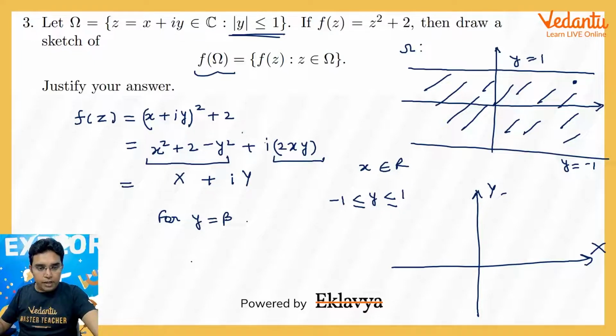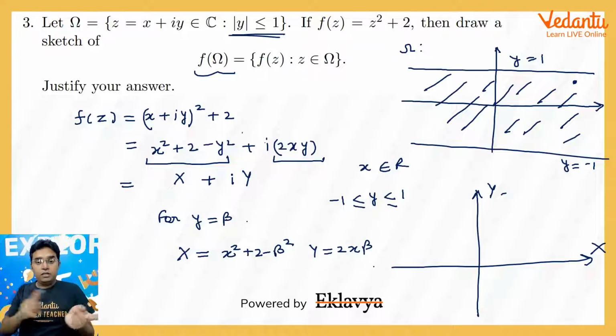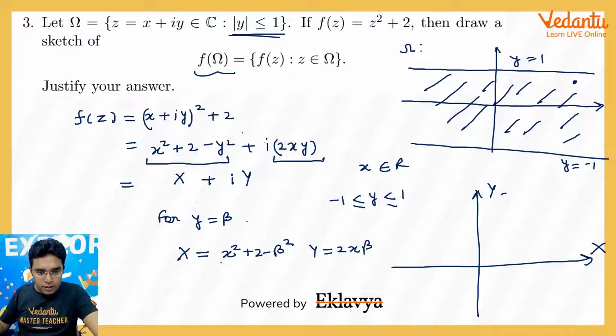So for y equal to beta, we can say this capital X would be x square plus 2 minus beta square, and this capital Y would be 2 into x into beta. Now I will eliminate small x, which is from minus infinity to plus infinity, to get a relation directly between capital X and capital Y, and from that we will be able to observe which kind of curve it could be. Now I can write this capital X as capital Y upon 2 beta whole square plus 2 minus beta square.